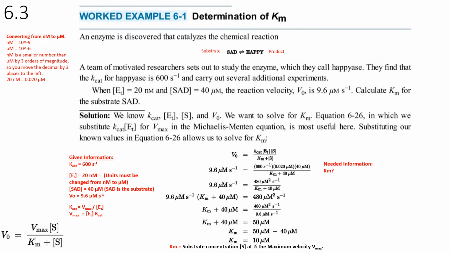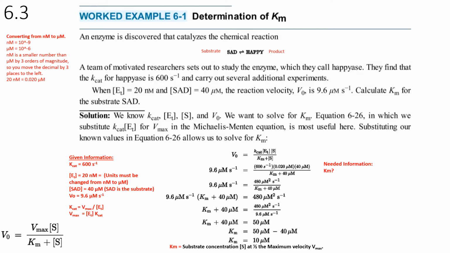So in this equation, all we're going to do is replace this Vmax with these values right here. The total enzyme concentration times the enzyme turnover number. And so you rewrite your equation as it's seen right here. And then you just fill in all the values.